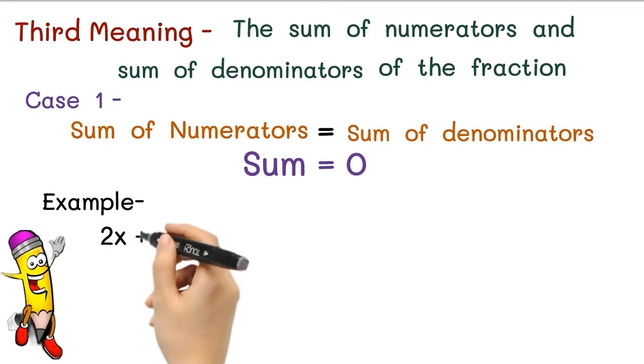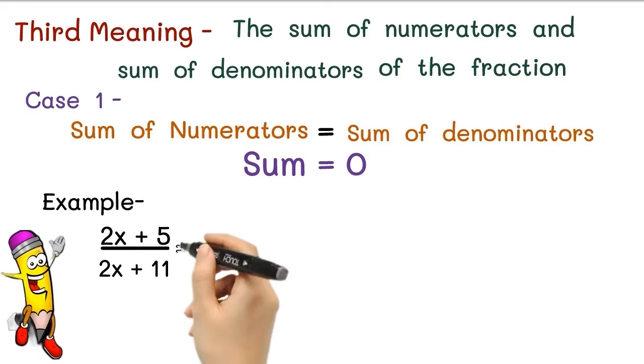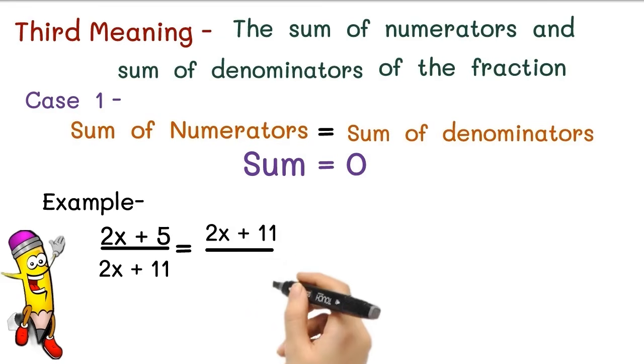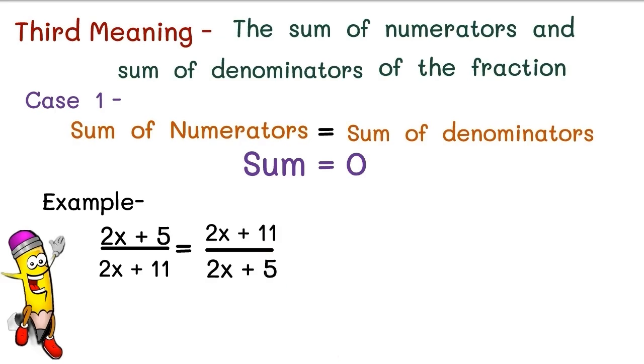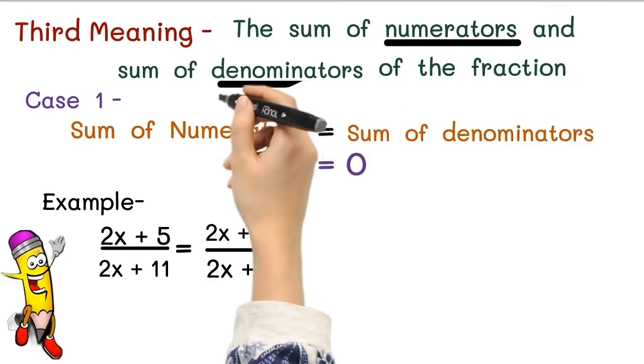(2x plus 5) upon (2x plus 11) equals (2x plus 11) upon (2x plus 5). In this equation, we have to take the sum of numerator and sum of denominator.